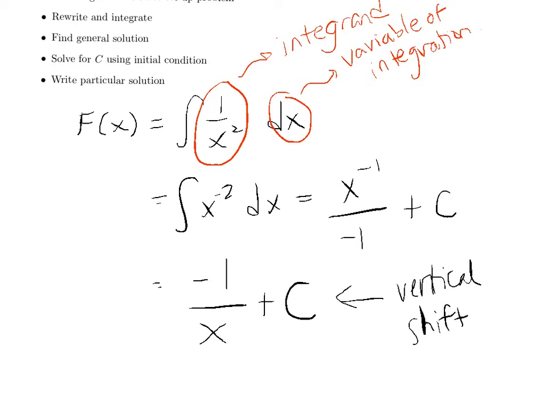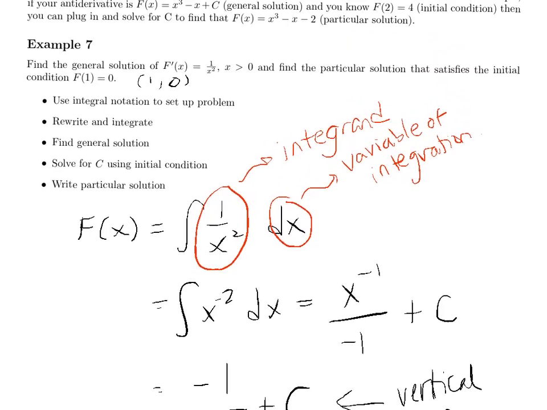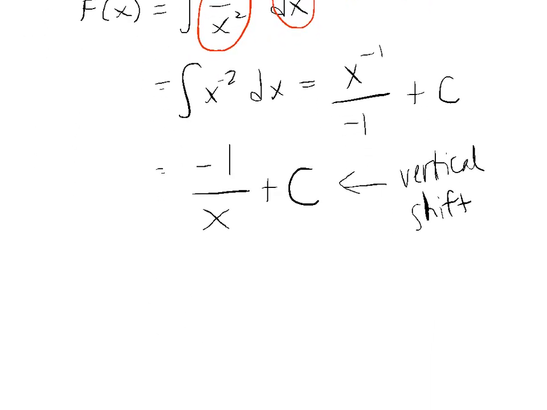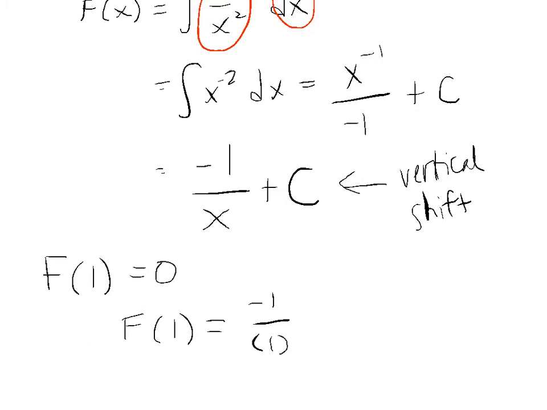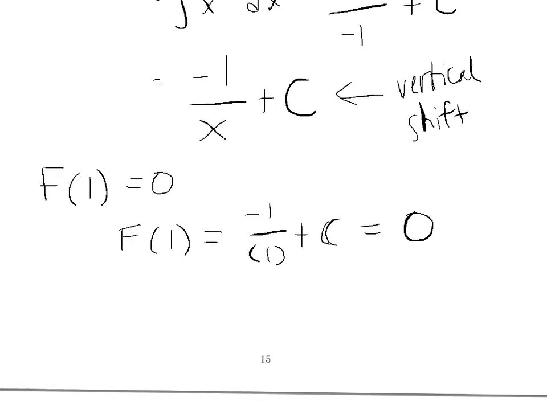Okay, so to determine what graph or what equation is the actual solution, we need to go back to our initial condition. And remember, our initial condition is f of 1 equals 0. So if we plug in f of 1, negative 1 over 1 plus c equals 0. All right, now we can rearrange and solve for c. Negative 1 plus c equals 0, therefore c equals 1.